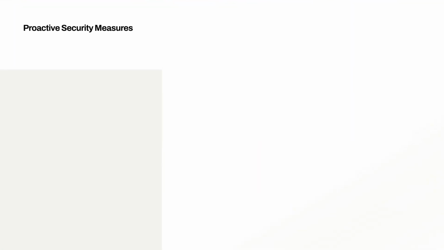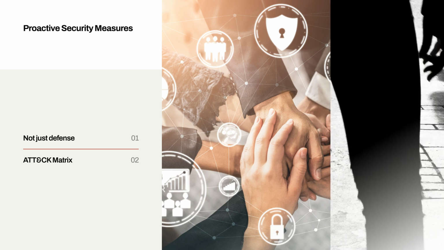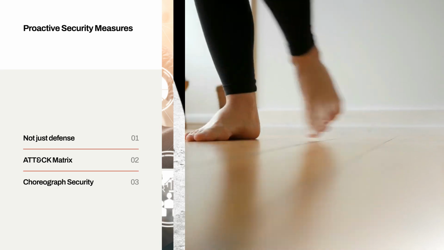But it's not just about playing defense. The ATT&CK matrix allows for proactive security measures. It's like knowing all the dance steps before the music starts. By anticipating the moves of an attacker, you can choreograph your network's security to counter them effectively. It's about being one step ahead in the cyber dance.